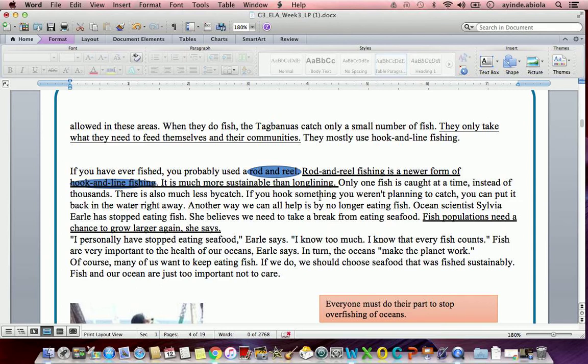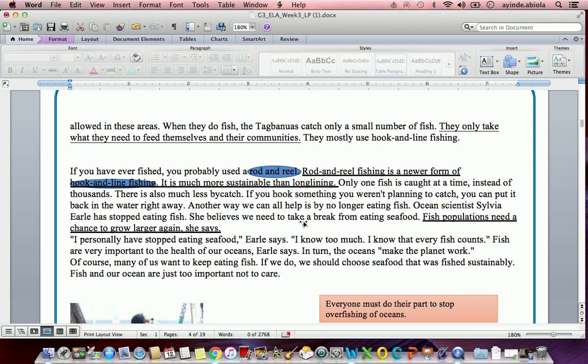That's just an example of sustainable fishing or how we can help our oceans. Another way that the scientist Sylvia Earle suggested is that we either stop eating fish or we only eat fish that was sustainably fished. I hate to keep using that word, fished, but okay, sustainably fished. These are just other examples of how we can help our oceans.